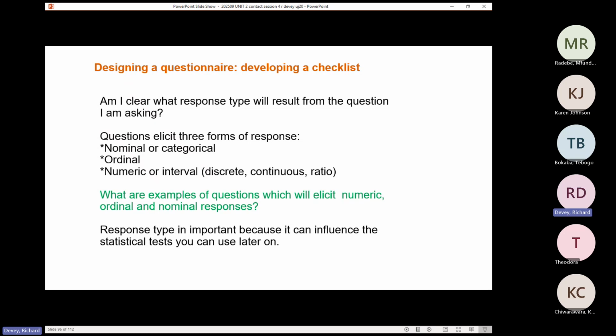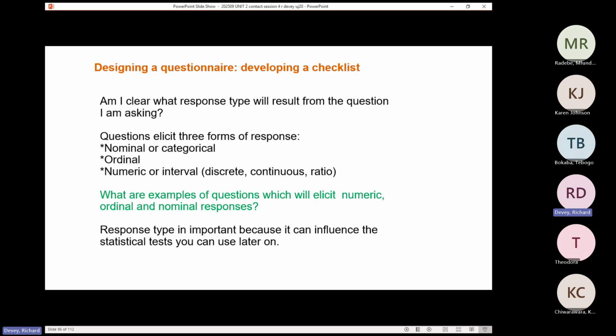I'm just going to give you the answers. So when we ask questions, we can get 3 kinds of responses. We can get a nominal or categorical response, an ordinal response, or a numerical or interval response. So a number is where we ask a question, say, how much do you earn every month? And the person gives you a rand value, and that's an example of a question giving a numeric response.